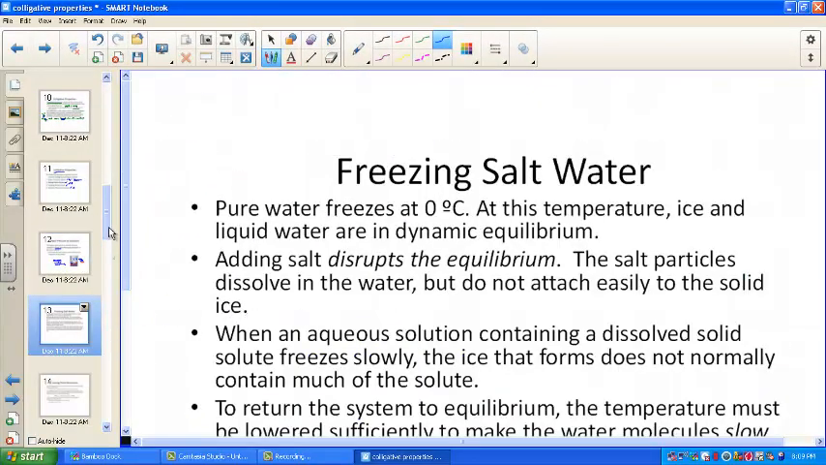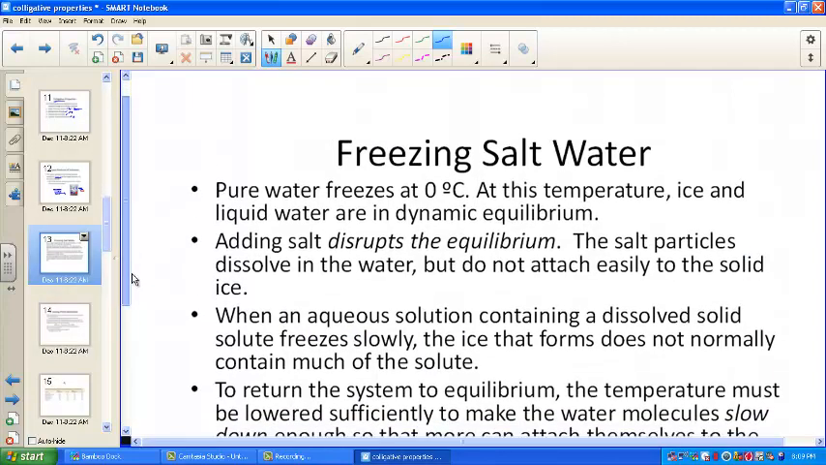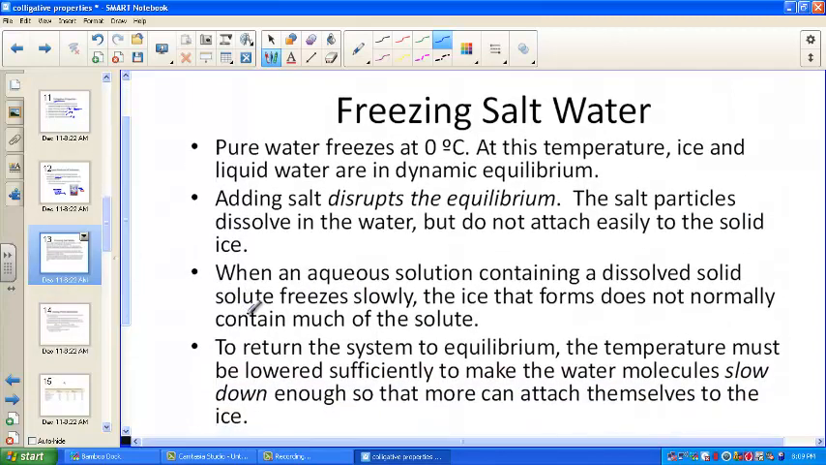Our second colligative property is known as the freezing point depression. Pure water freezes at 0 degrees Celsius. At this temperature, ice and liquid water are indeed at dynamic equilibrium. The process of liquid turning to solid is freezing. Solid turning to liquid is melting, and they are indeed in a dynamic equilibrium at 0 degrees Celsius. Those processes are occurring at the same rate.